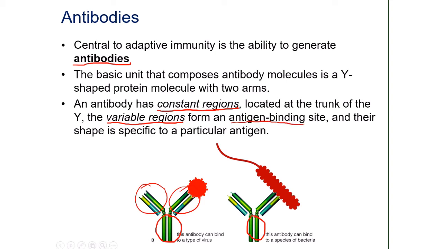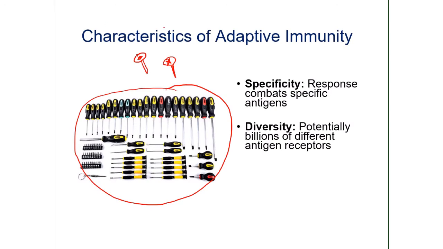There is a key and lock relationship between the variable regions and the antigen that it's designed to bind to. Okay, so over here we have a little pentagon groove, and that would only fit the pentagon antigens here. And here we have little semicircle knobs, and that would only work for the semicircle antigens on the bacteria. So each antibody is specific to its target. That's the specificity characteristic that we were talking about.